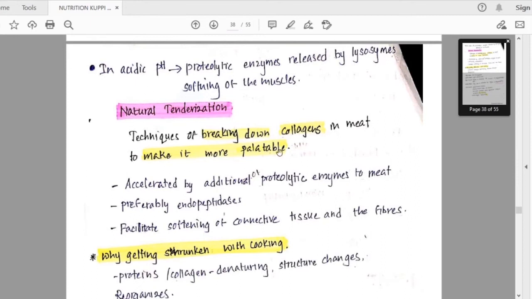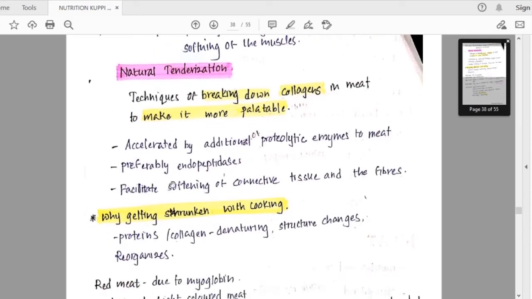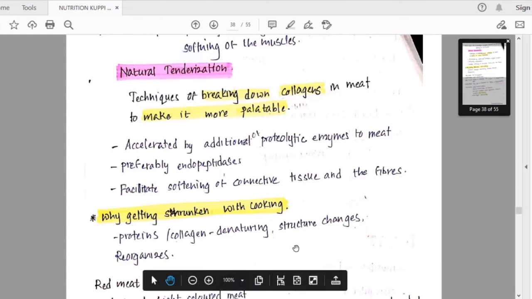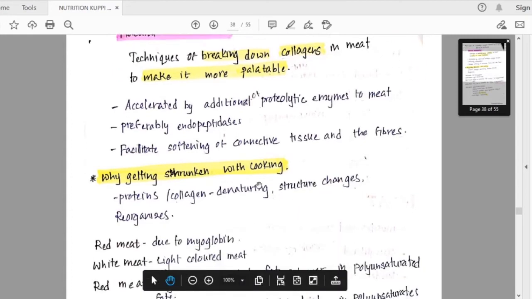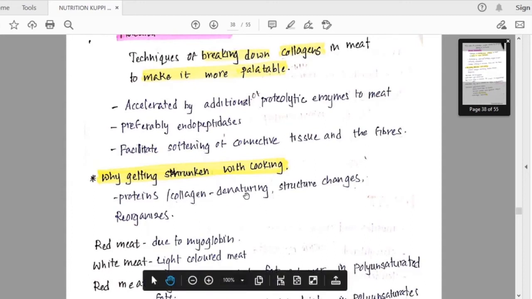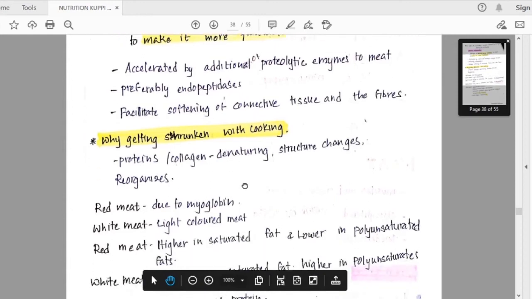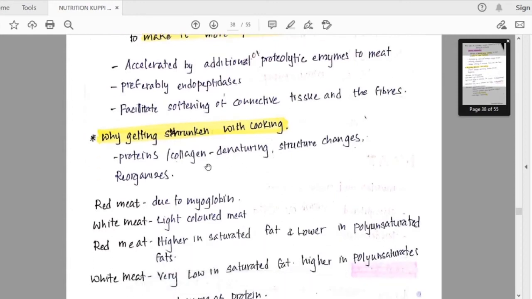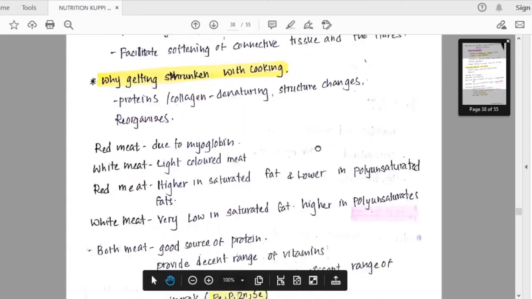Then there are techniques of breaking down collagen in meat to make it more palatable, so that it tastes better and is easier to chew. This can be accelerated by addition of proteolytic enzymes to meat, preferably endopeptidases, which facilitate the softening of connective tissue and the fibers. Meat also softens when you cook it, because the protein and the collagen denature. After they denature, a conformational change occurs, and they reorganize into a smaller size.